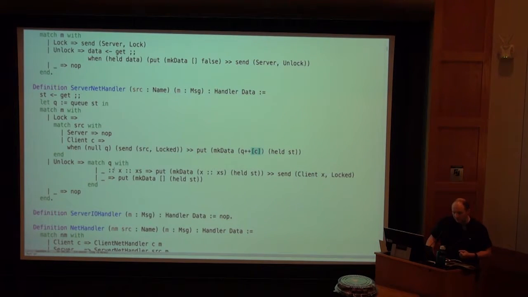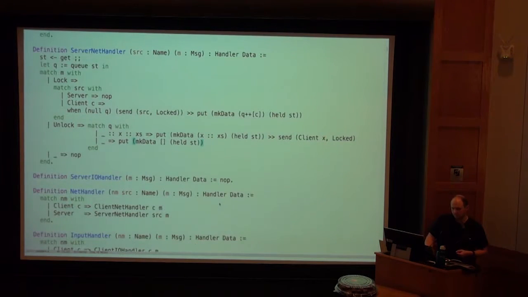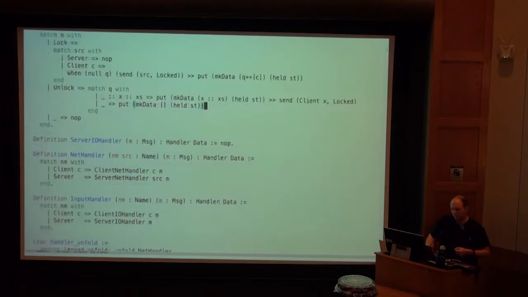And whenever somebody tells us that they're giving up the lock, we see if anybody else is waiting on it. If somebody is waiting on it, we update our state, we update the queue, we update who's holding the lock, and we tell the client who is next in line that they now have the lock. Otherwise, we don't need to do anything. Nobody's waiting on it. Hopefully this is convincing. This is what you'd imagine a lock server does.